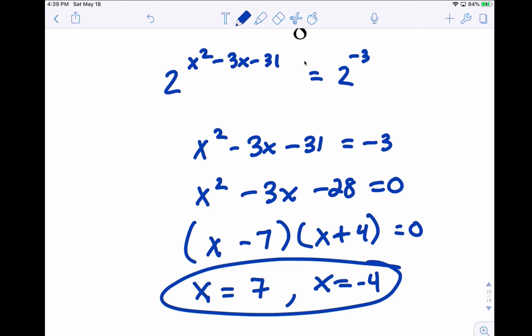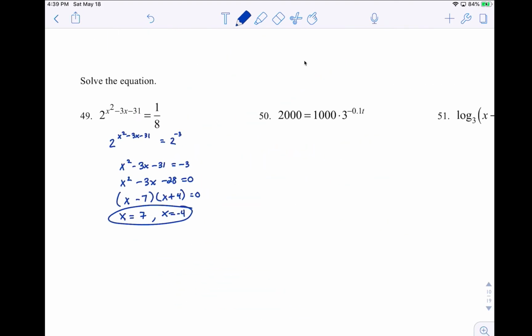Now remember, in an exponential equation, you don't really need to check your answers because for an exponential function, the domain is all real numbers. So it doesn't matter if you get a negative.